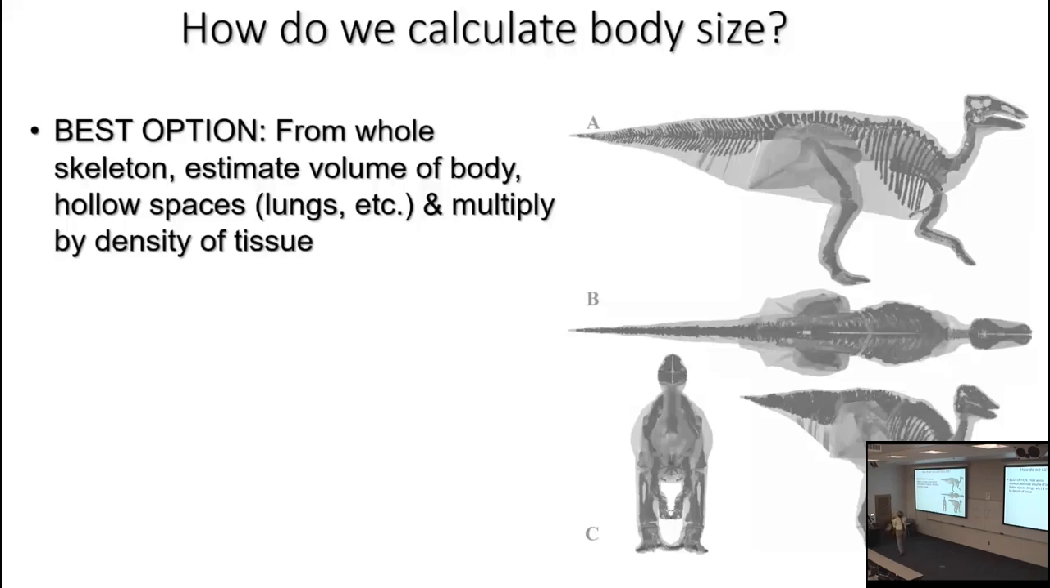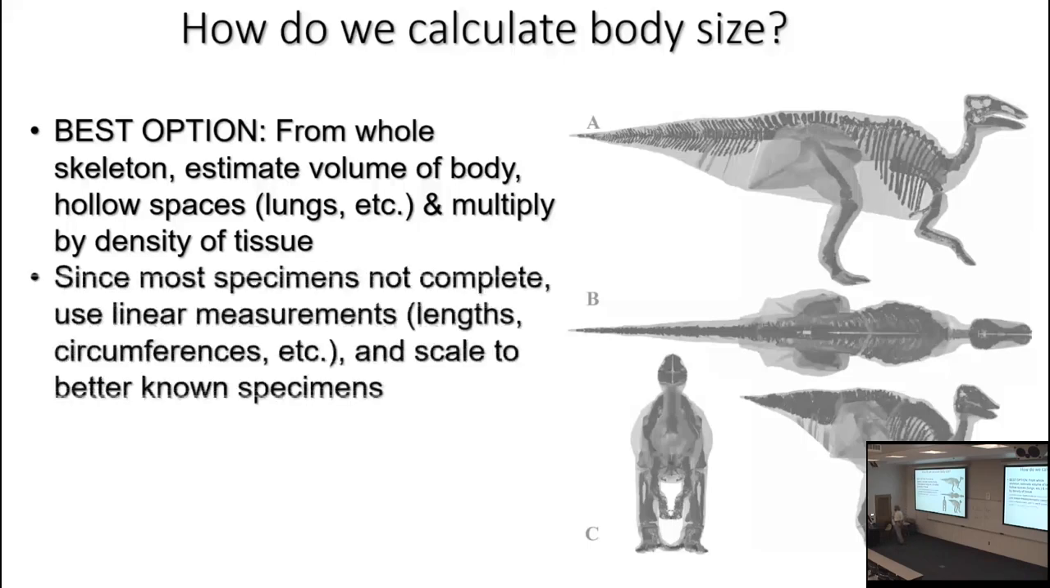That's computationally difficult. It requires good skeletons of one individual. You don't want to use multiple individuals typically because they might give you incorrect proportions. And some of that's really unknown stuff. So, the secondary method is you do this for the best specimens and then find some sort of linear measurement, like a length of a bone or a circumference of a bone, and scale that to the better known specimens. And then use mass estimations based on these linear measurements, which are easier to get.